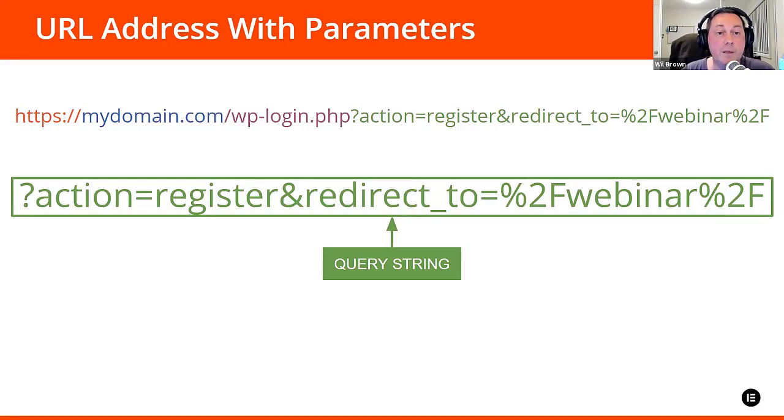The question mark tells the server to expect some additional data to be sent through. We call this additional data request parameters or URL parameters. Now, these URL parameters are what's called key and value pairs. The key and value pairs themselves are separated by an ampersand.